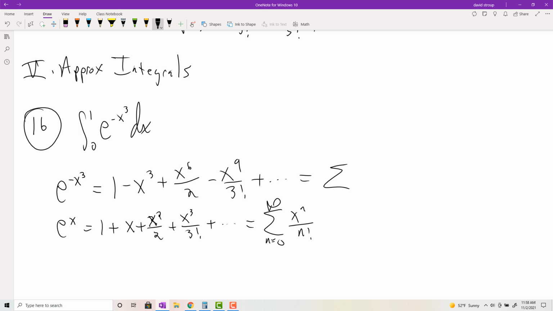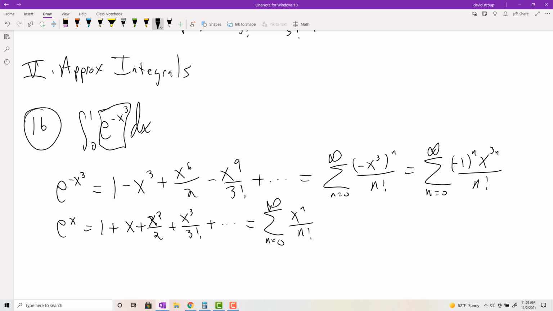That's equal to the series n equals 0 to infinity of x to the, well, there's a negative in there as well. I mean, it would be negative x cubed to the n, but then we're going to rewrite it, right? So it's a series n equals 0 to infinity. Does the 0 work in the expansion? 1, yeah, it seems to work. So you get negative 1 to the n times x to the 3n all over n factorial. Okay, so I could replace this thing with that.